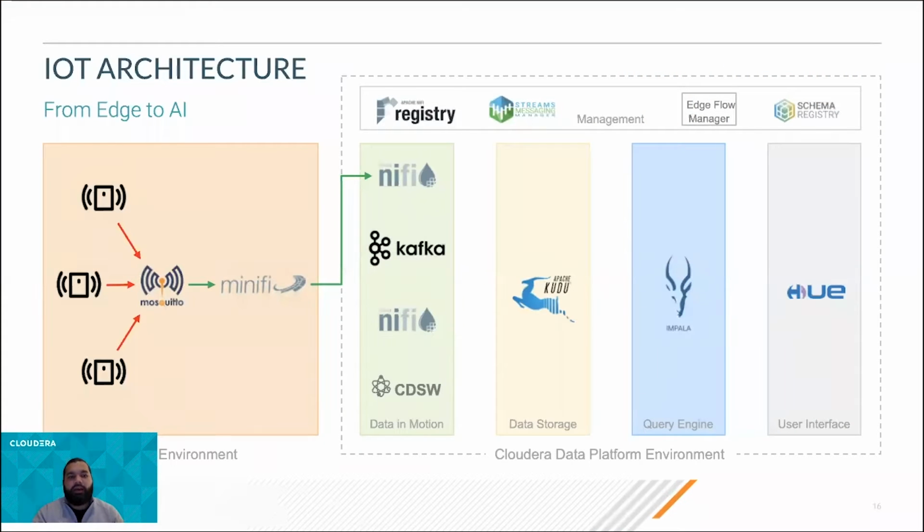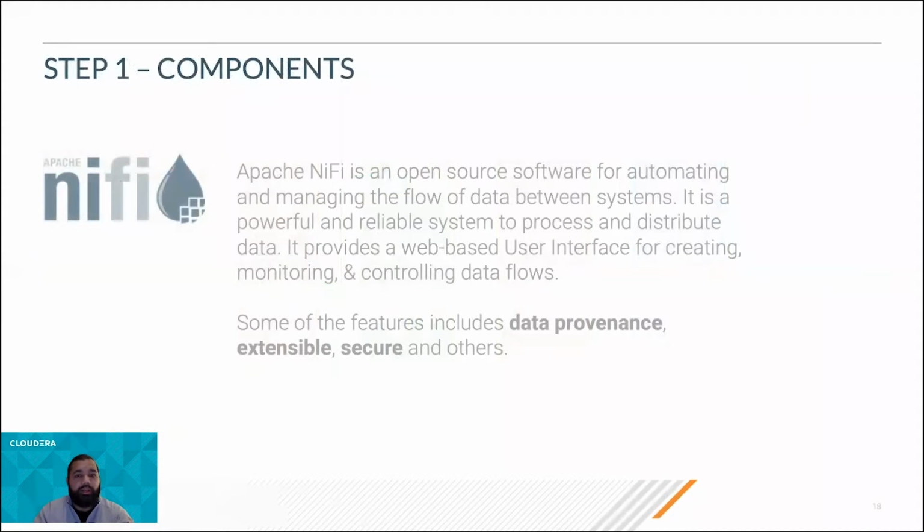So let's go to the first step. Now the data is arriving in the local Mosquitto broker. We collect the data and send it to the NiFi cluster. The components we are going to see here, the first one is NiFi. NiFi is a tool that allows us to distribute the data and do some kind of enrichment on top of the data. You can read from different sources and send the data to a variety of destinations.